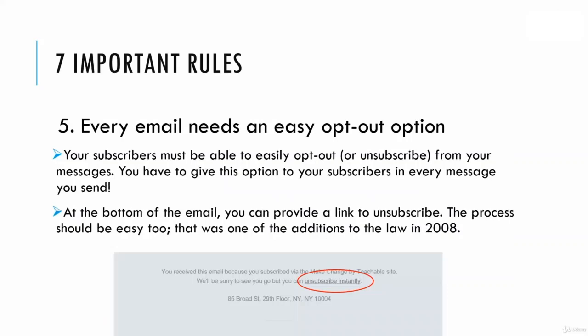Your subscribers must be able to easily opt out or unsubscribe from your messages. You have to give this option to your subscribers in every message you send. At the bottom of your email, you can provide an unsubscribe link. The process should be easy too. This was one of the additions to the spam law in 2008. Again, this is luckily done by default in MailChimp.